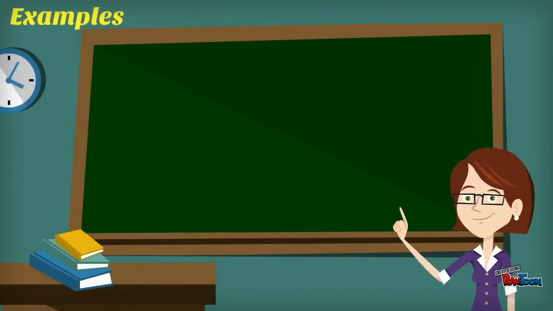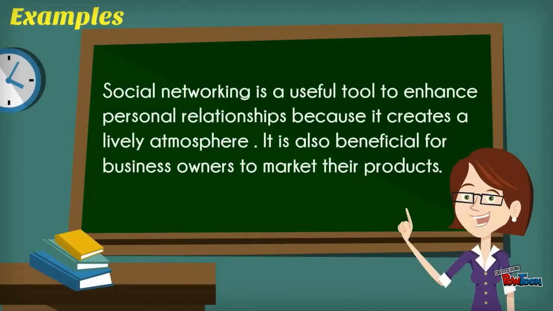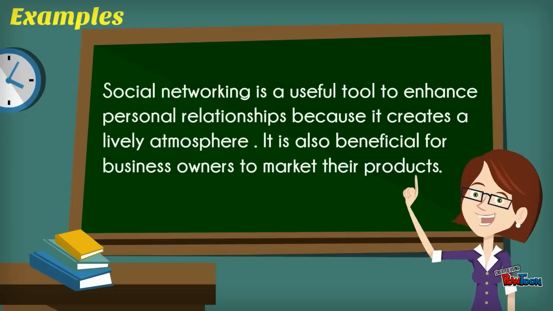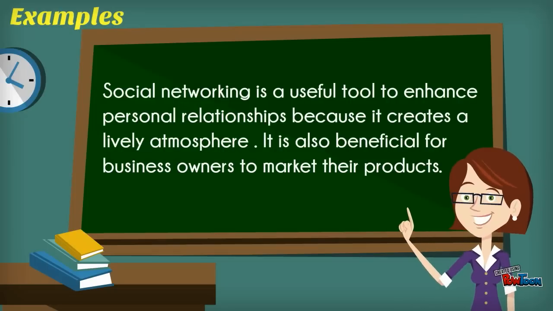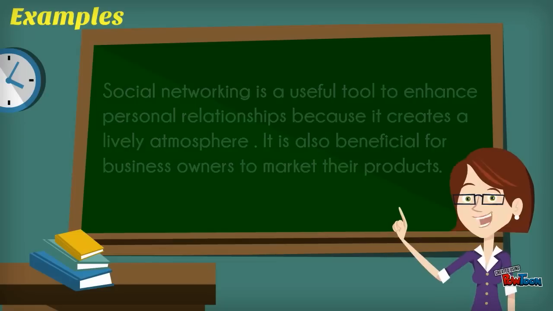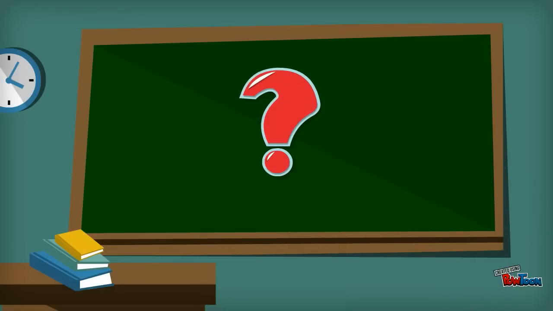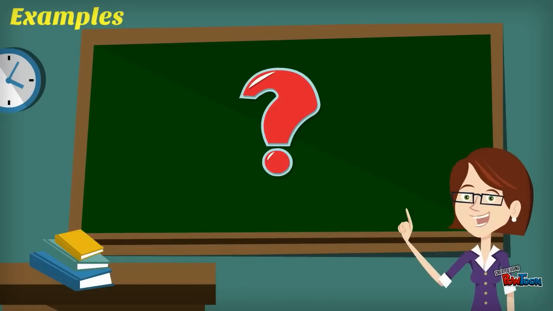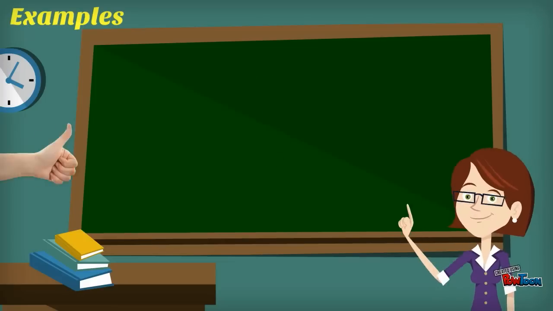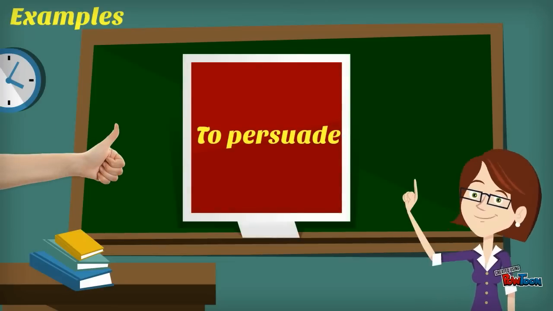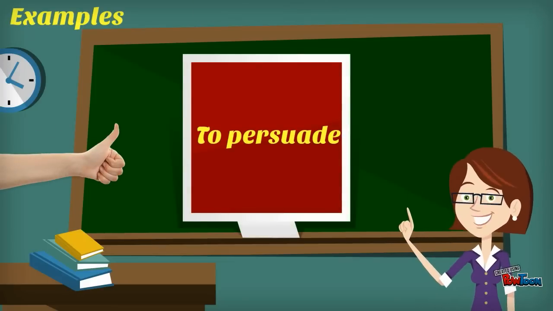Let's look at some examples. The first example is, social networking is a useful tool to enhance personal relationships because it creates a lively atmosphere. It's also beneficial for business owners to market their products. What do you think the writer's purpose is here? Very good. It's to persuade the readers that social networking tools are useful.